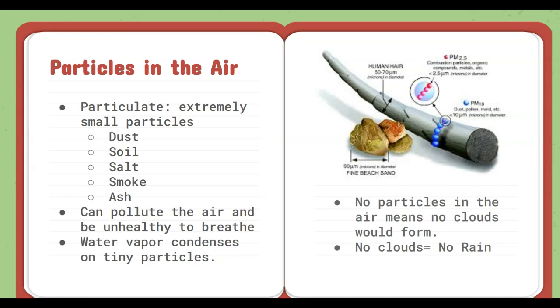The next thing we need to talk about are particles in the air. There's a vocab term that you need to understand, and that is particulate. A particulate is an extremely small particle. This could come in the form of dust, soil, salt, smoke, or ash. Sometimes they are microscopic to the point where you can't see them. Other times they are a little bit larger and you can see them, for example, smoke, right? You can see smoke. But other things you might not be able to see in the air because they are so small.